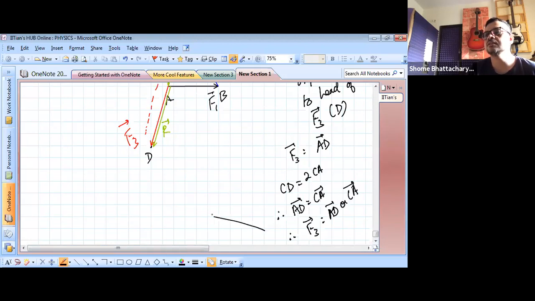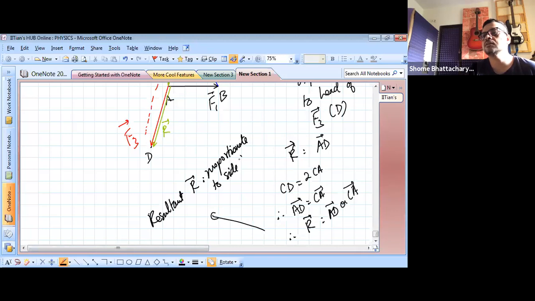So the resultant, sorry, not F3, the resultant R, it is proportional to the side C.